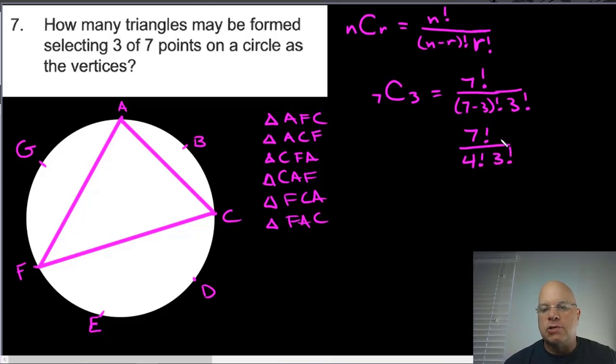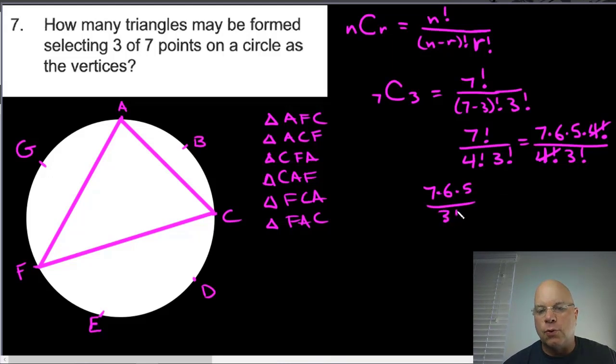And if I expand the 7 factorial, it would be 7 times 6 times 5 times 4 times 3 times 2 times 1. But 4 times 3 times 2 times 1 is 4 factorial. So I'm just going to leave that and cancel the other 4 factorial in the denominator. This product is the same as that product. So I'm left with 7 times 6 times 5 over 3 factorial. Well, 3 factorial is 3 times 2 times 1, which is 6. So we have 7 times 6 times 5 divided by 6.